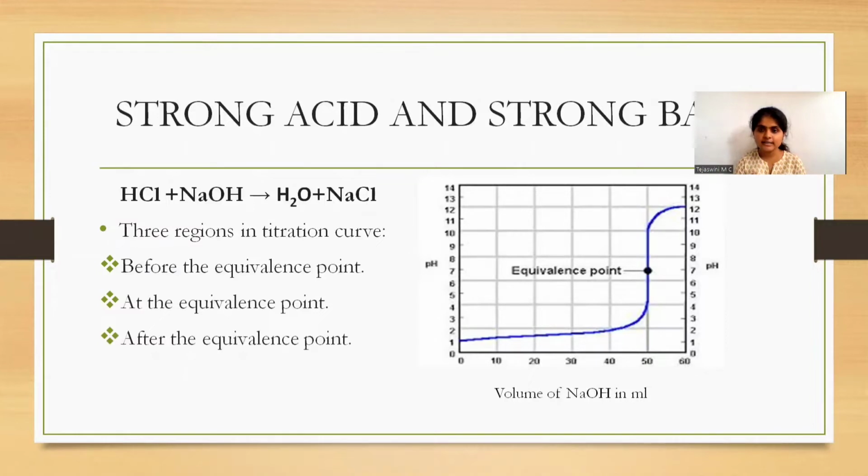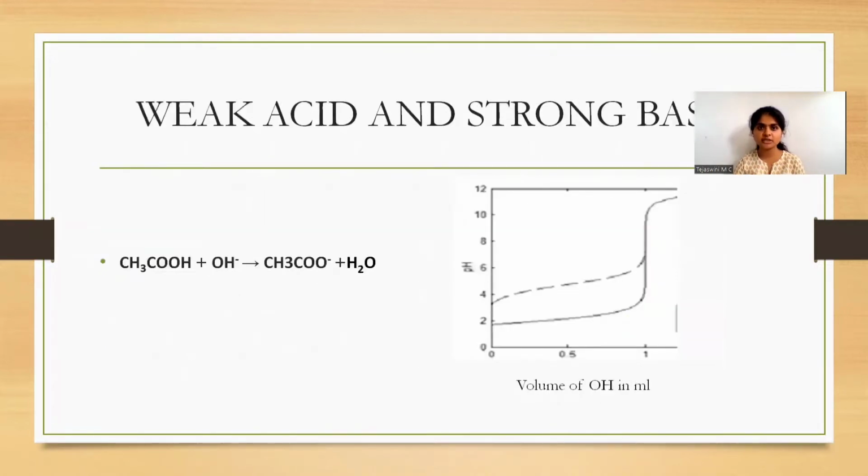And here in this graph, pH initially increases gradually, and when it reaches the equivalence point, it increases rapidly, and beyond the equivalence point, it increases slowly. Coming to the next type, that is weak acid and strong base. Here acetic acid treated with sodium hydroxide is an example for weak acid and strong base.